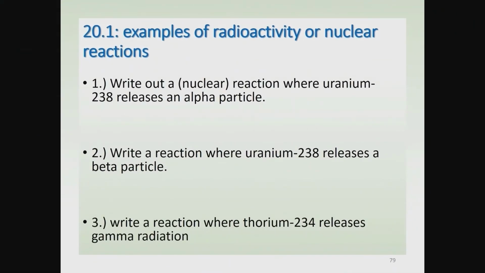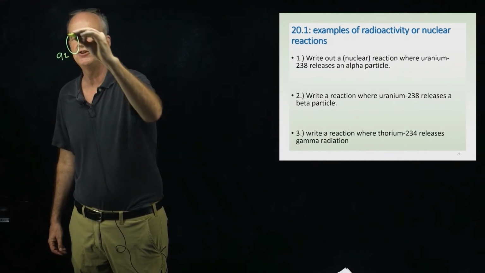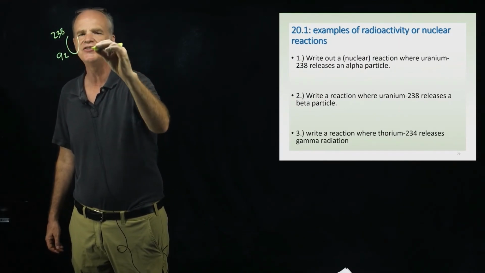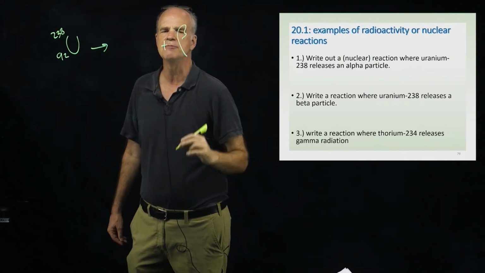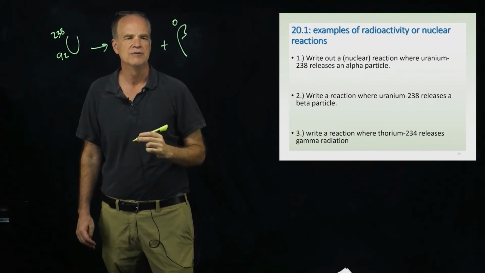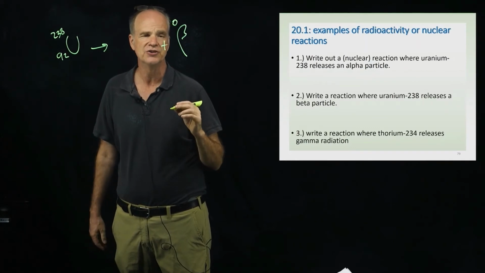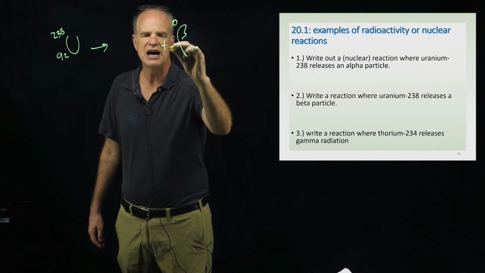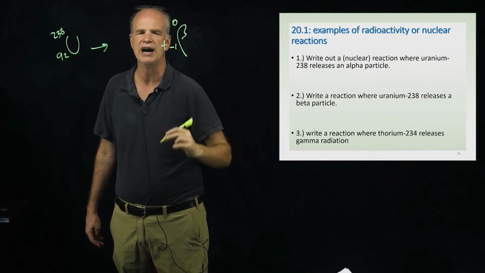So now problem 2, let's do that. Write a reaction where uranium-238 releases a beta particle. So what I'm going to do is write out uranium again. Its atomic number is 92, its mass number is 238, but this time it's not releasing an alpha particle, it's releasing a beta particle. As you might remember, it is an electron, so its mass number is 0 because it has no protons and neutrons. But the way we think about the atomic number for a beta particle is -1.